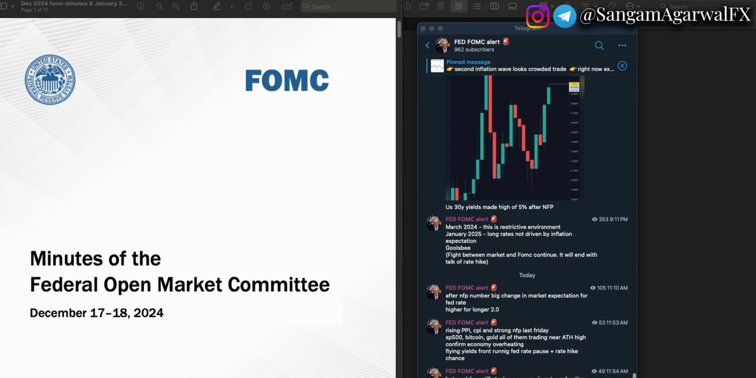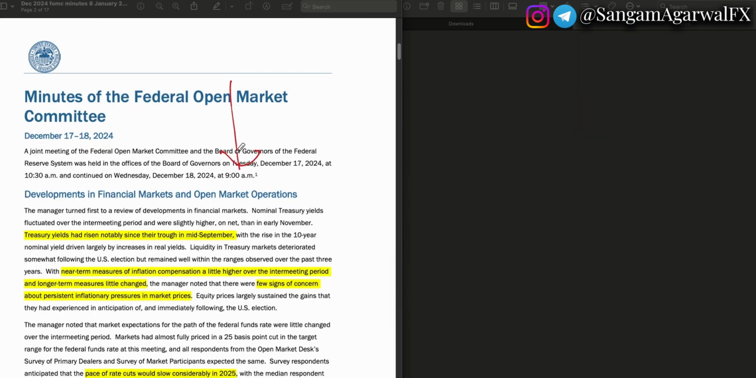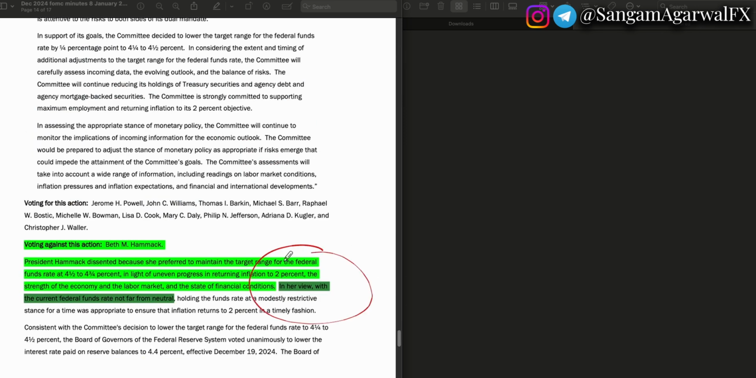I will not read like school, top to bottom, page by page. I will read it in reverse order. I think it is best and you will understand better if you read in reverse order. So, last paragraph: voting against this action.